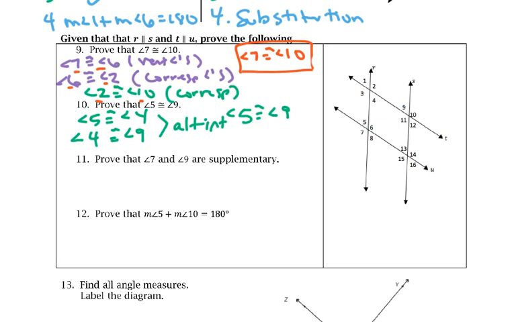Okay, supplementary means they add to be 180. So I have to prove that 7 plus 9 equals 180. Okay, so I'm going to say, I've got to get from here to here. So I'm going to say 7 plus 8 equals 180. Angle 7 plus angle 8 equals 180. And angle 8 plus angle 15 is 180.